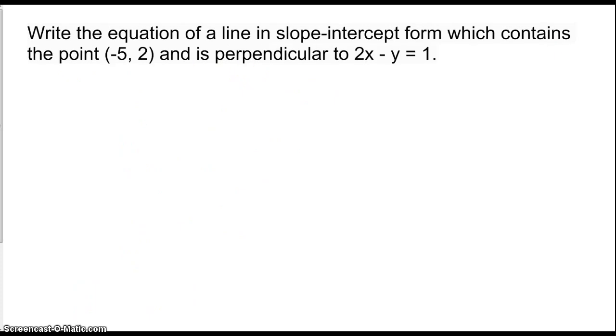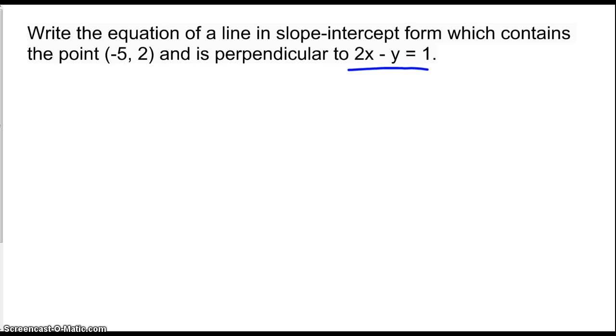Okay, so this one says write the equation of a line in slope-intercept form, which contains the point 5, 2, and is perpendicular to this line, 2x minus y equals 1. All right, well, I know that perpendicular lines have negative reciprocal slopes, so I'm thinking that I probably need to first find out the slope of this line so I can figure out the slope that my new line has to be, and then I can select an equation form.